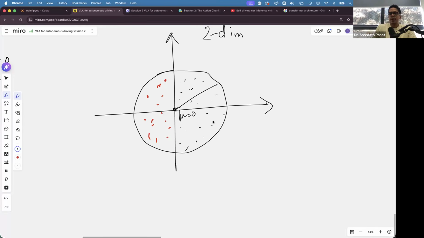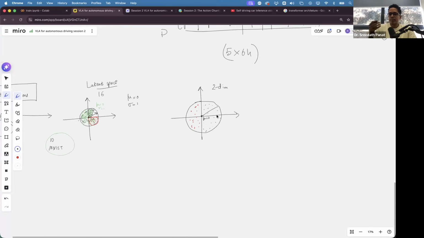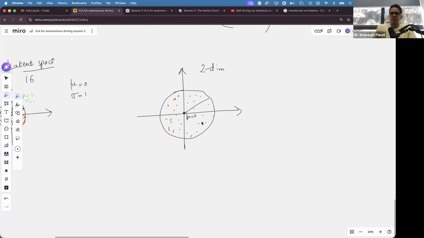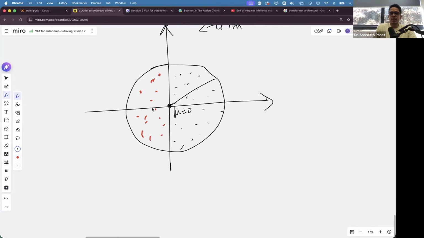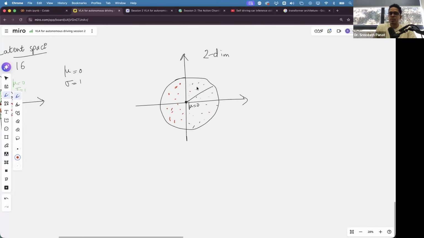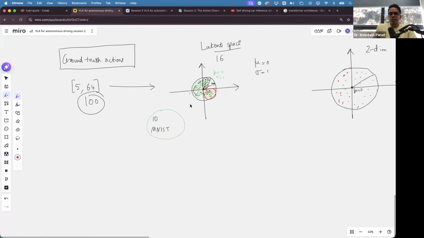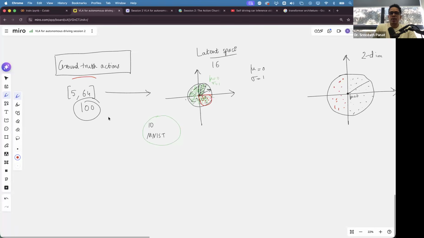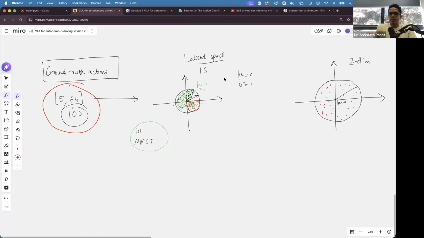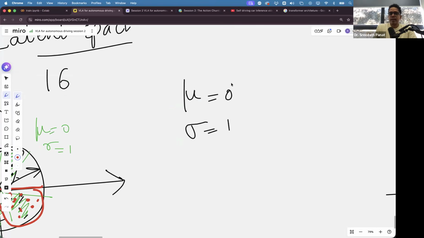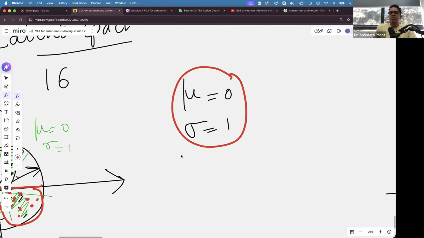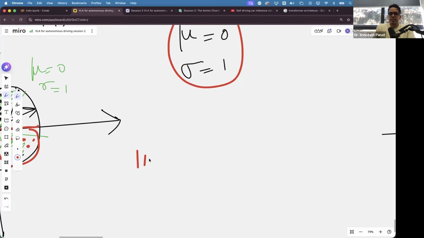Now, when you are actually performing inference, you start with mean equal to 0, but sometimes you can also sample randomly from this space where mu equal to 0, sigma equal to 1. So what you're essentially doing is, in a variational autoencoder, you are trying to map your input actions into a probability distribution like a Gaussian distribution whose mu is 0 and sigma is equal to 1. And this is done through something called KL divergence.